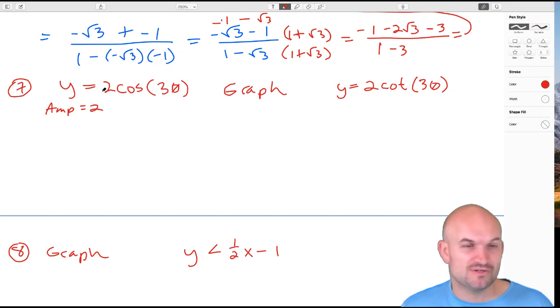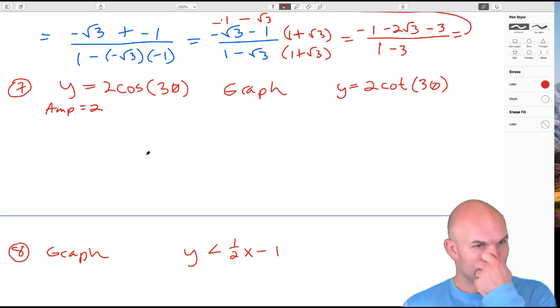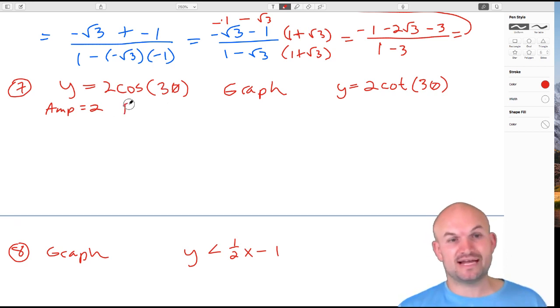Technically, the definition, though, is the half distance from the max to the min, because only cosine and sine have an amplitude. The next thing is we have our 3 theta. Well, that is going to change our period. That is our b. So instead of the graph repeating every 2 pi, now the graph is going to repeat every 2 pi divided by 3.